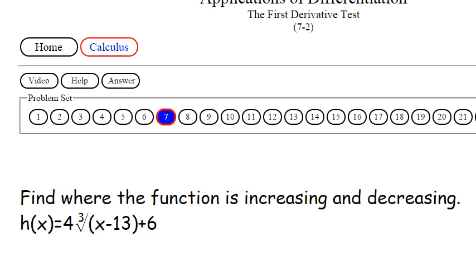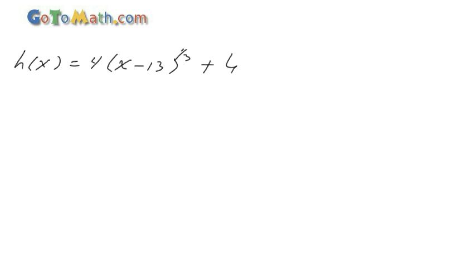If I can get one to come up, there we go. I'm going to go ahead and get that out of radical form and write that in exponential form. So we have h of x is equal to 4 times, I believe it was x minus 13 raised to the 1/3 power, and then plus 6. And let's make sure, okay, yeah, to the 1/3.